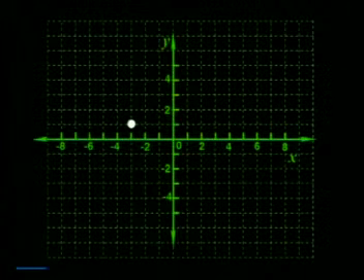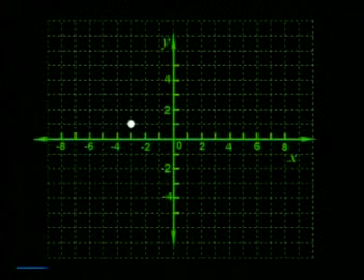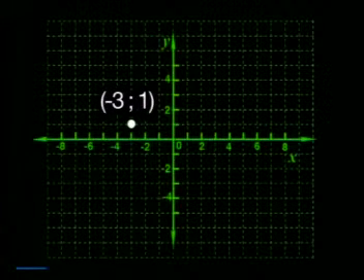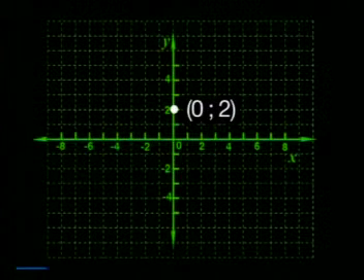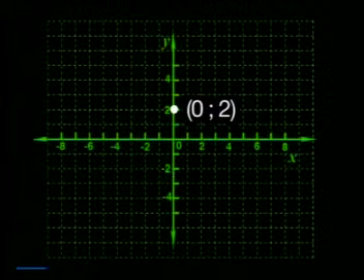Now let's see if you can give the coordinates of any point quickly. What are the coordinates of this point? Along the x-axis it's -3, and along the y-axis it's 1. So the coordinates are (-3, 1). Now what are the coordinates of this point? On the x-axis we haven't moved from 0, so the x-coordinate is 0. And the y-coordinate is 2. So the coordinates of this point are (0, 2).